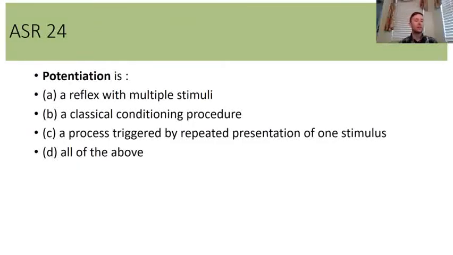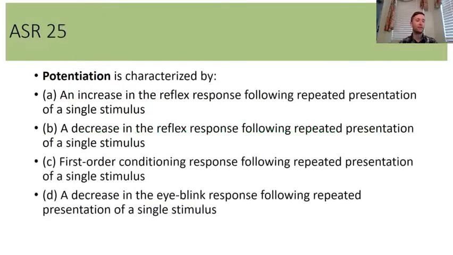ASR 24. Potentiation is A, a reflex with multiple stimuli, B, a classical conditioning procedure, C, a process triggered by repeated presentation of one stimulus, or D, all of the above. A couple more seconds. Alright, I'll close the poll. The answer is C, a process triggered by repeated presentation of one stimulus.